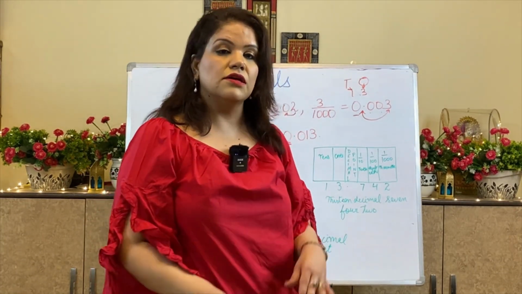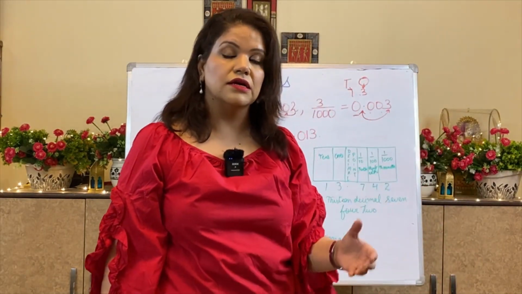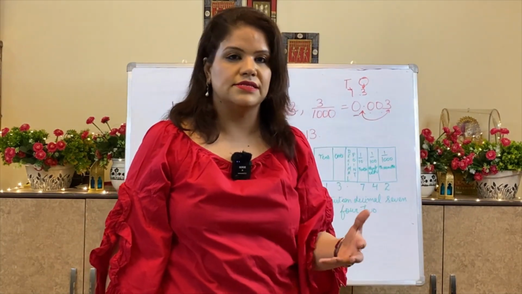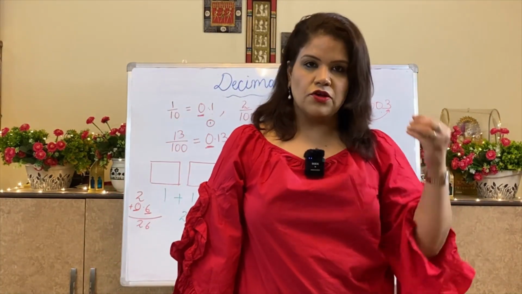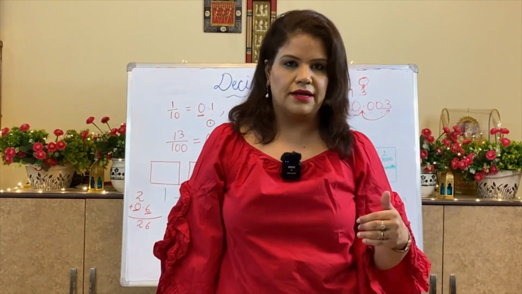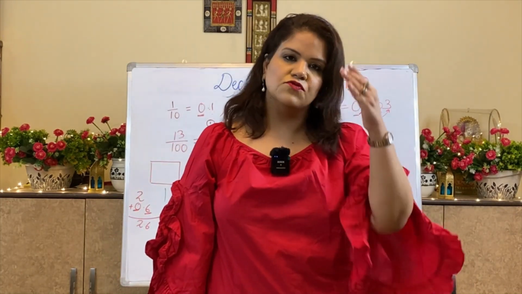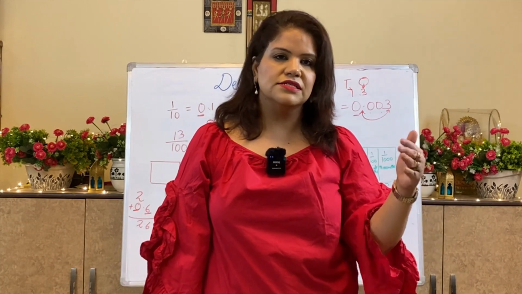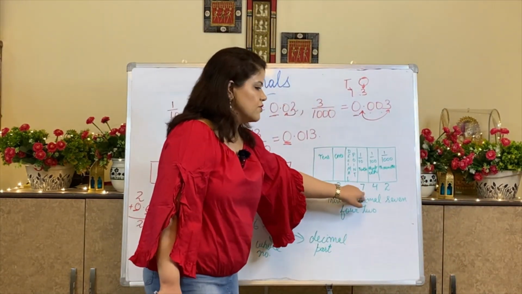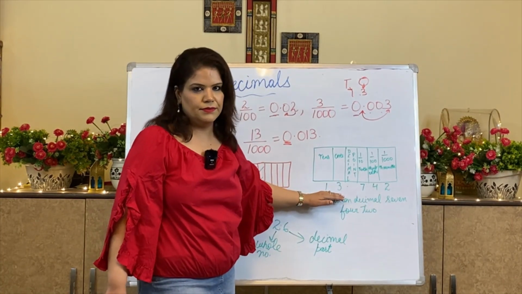These numbers, these 1 by 10, 1 by 100, 1 by 1000, these are the places after the decimal, and these are known as decimal places. Understood? The one at the first place has decimal place 1 by 10. The one at the second place after the decimal has decimal place 1 by 100. The one at the third place has decimal place 1 by 1000. So that's why we read the decimal part digit by digit, but the whole number we read as a complete number, 13.